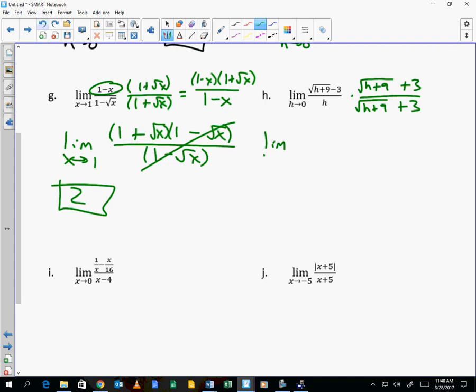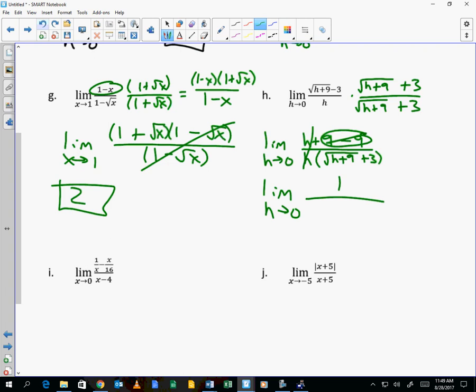And I get the limit as h goes to 0 of, what do I now have in the numerator? And in the denominator, we have all that stuff. We're going to leave it with h, and root of h plus 9 plus 3. h. So the limit as h goes to 0 of what remains in the numerator? 1, because you had h divided by h. Then we have the root of h plus 9 plus 3. Can I now plug in 0? What do you get? 1/6.